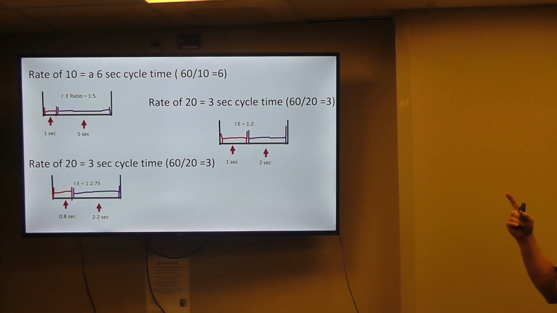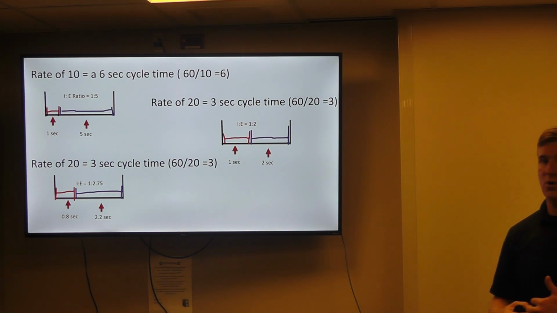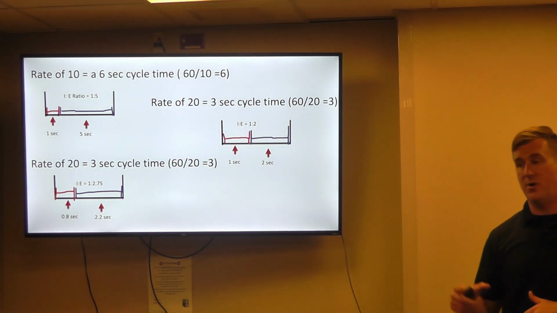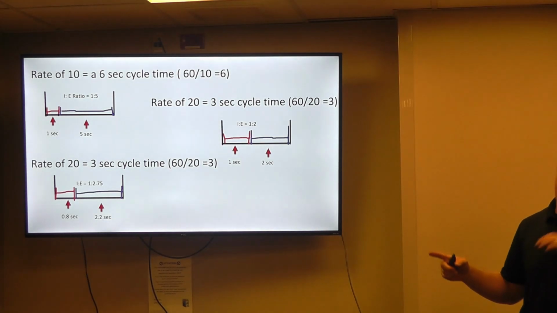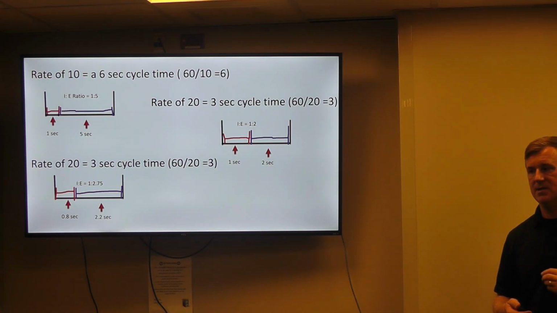Now, if we take our I time and we drop it from 1 second to 0.8, we get back almost to a 1 to 3 ID ratio. Fun fact, you can set your rate to whatever you feel like, and your patient still gets a vote. So whether you increase the rate to 20 or the patient increases their rate to 20, it's the same effect. Okay? The big takeaway here is as rate goes up, I time needs to come down potentially.